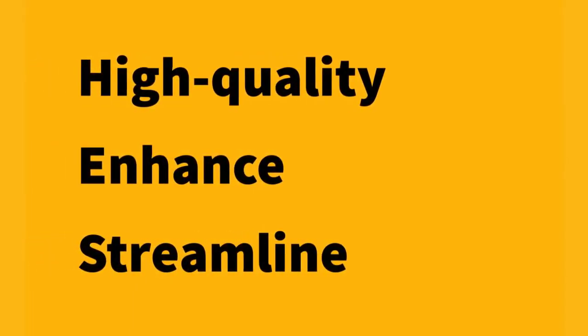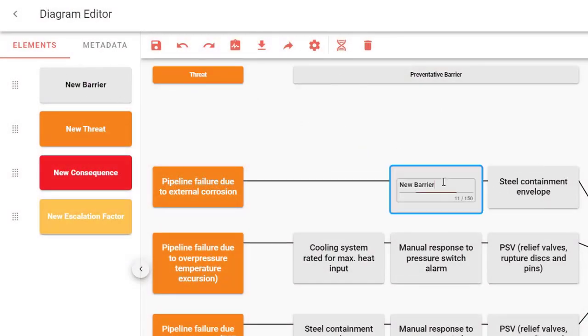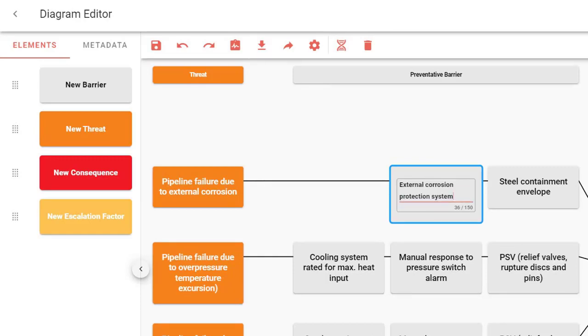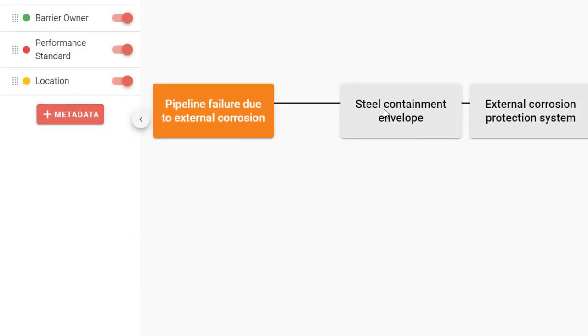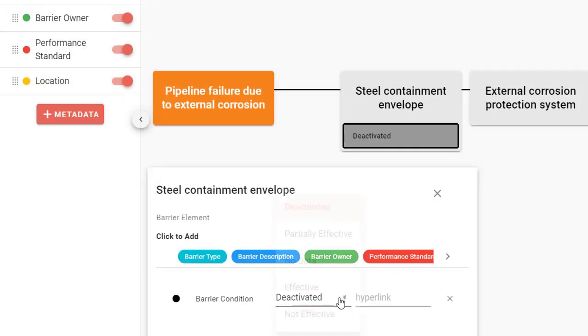Bowtie Master is an online application that is designed to help you build high-quality bowtie diagrams, allowing you to enhance and streamline your risk management. It is as intuitive and user-friendly as it is efficient and productive. Building bowtie diagrams is easy with the use of our intuitive functionality such as drag and drop. You'll be amazed how easy it is to get started.